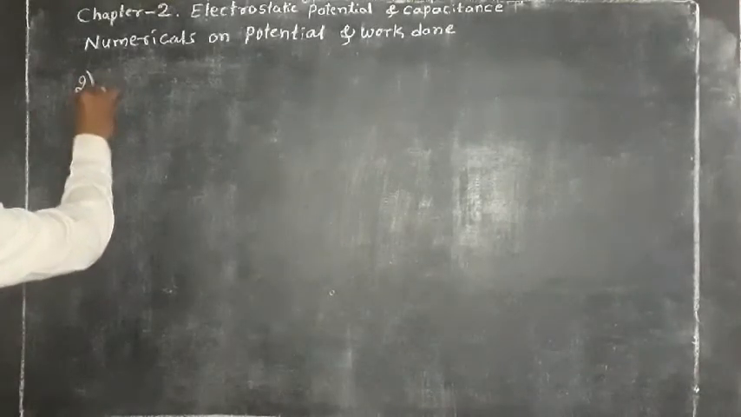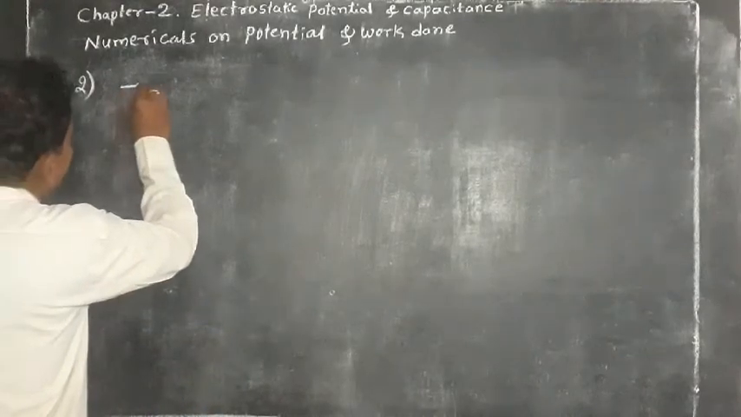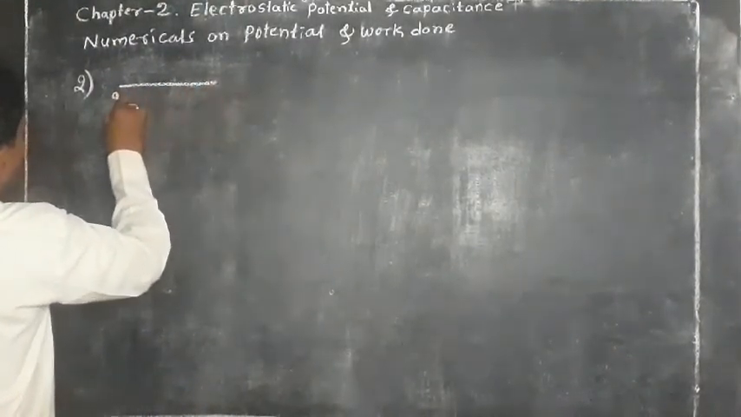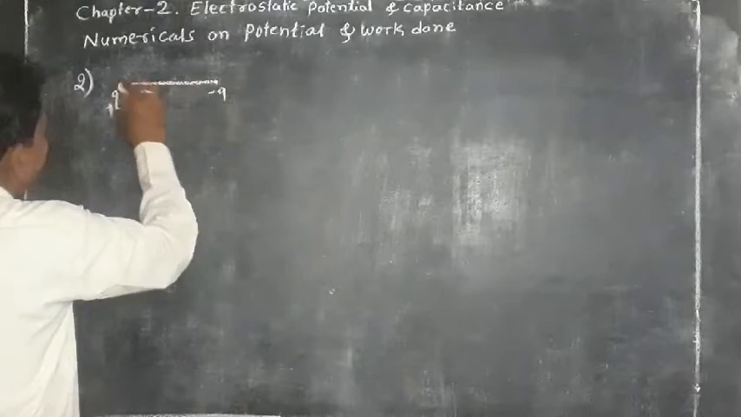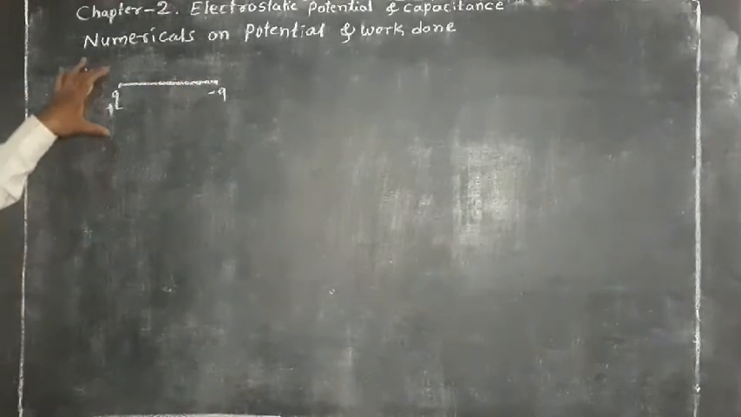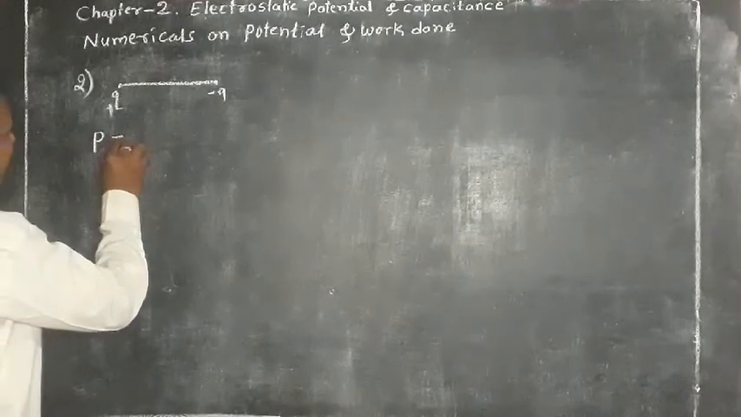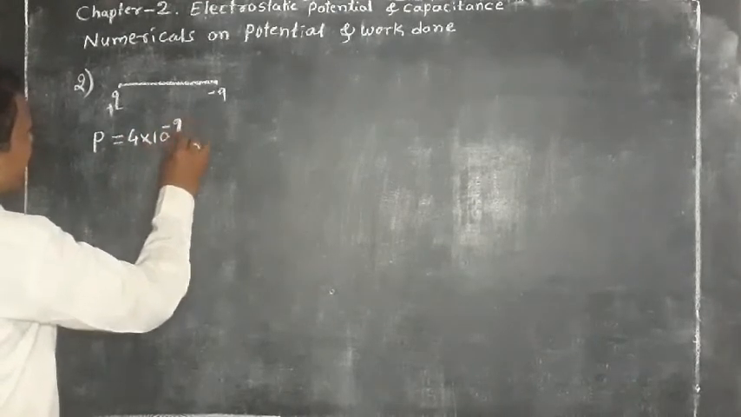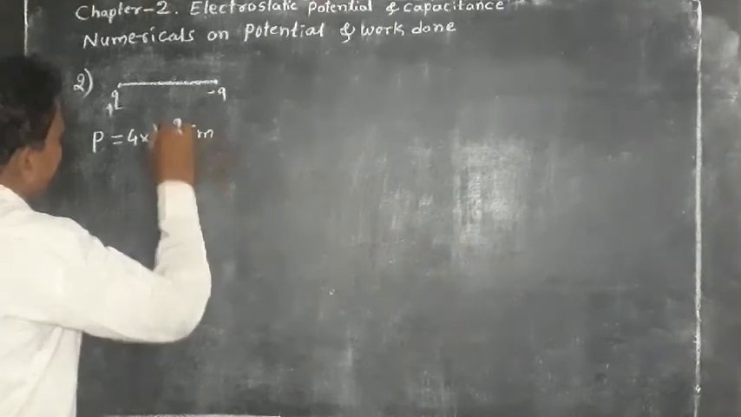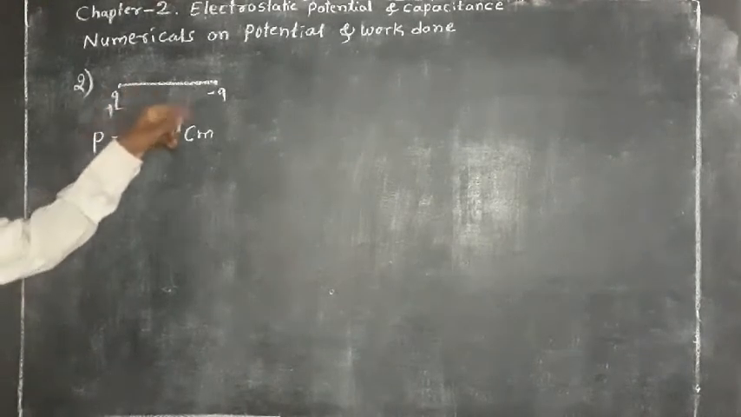Second question. A dipole having negligible length has plus Q, minus Q. It is a dipole having negligible length, has dipole moment P equal to 4 into 10 raised to minus 9 coulomb meter. Then determine the potential due to the dipole.